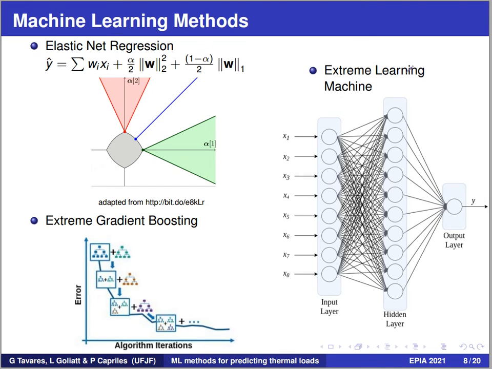We also implemented an extreme learning machine. Extreme learning machine is a single layer neural network in which the input to hidden weights are set at random, and the hidden to output layer weights are calculated using least squares.